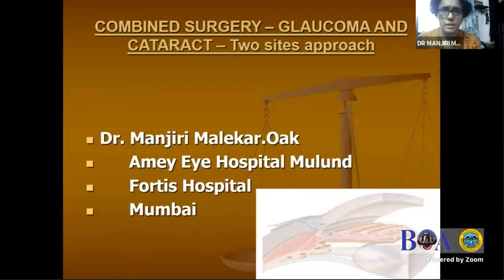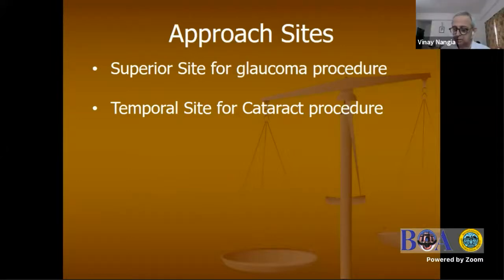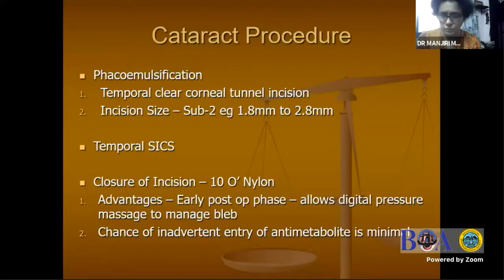My talk is on combined surgery, glaucoma and cataract, two sides approach. My usual approach is superior side for the glaucoma procedure and temporal one for the cataract one. Cataract is usually done from a temporal clear corneal tunnel incision. Incision size differs, like 1.8 to 2.8 millimeters. You can combine it with temporal SICS also, and the choice of size of incision depends upon the grade of the cataract. Usually after finishing the cataract procedure, I close the incision with 10-0 nylon.